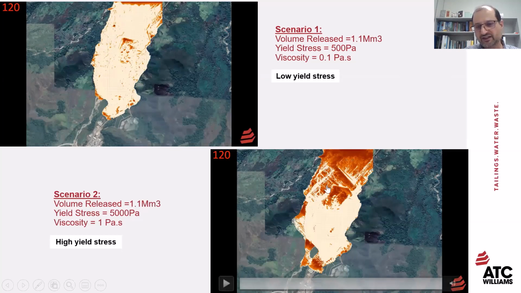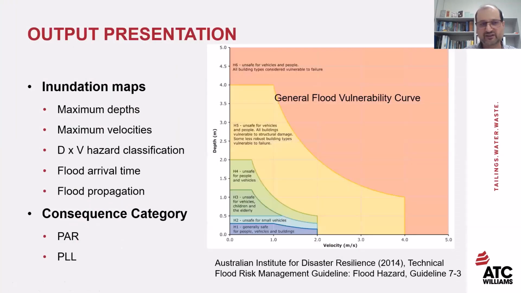but this material here, the darker color in the bottom right, is still in the model. And if you run the model for a longer time, you still see that the material that deposited here will stay there because of the yield stress effect. So a deeper inundation will happen with higher yield stress material.